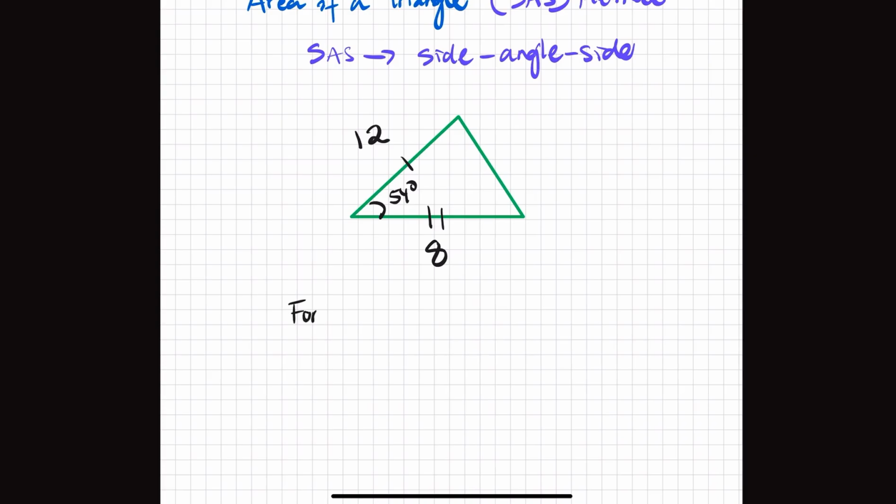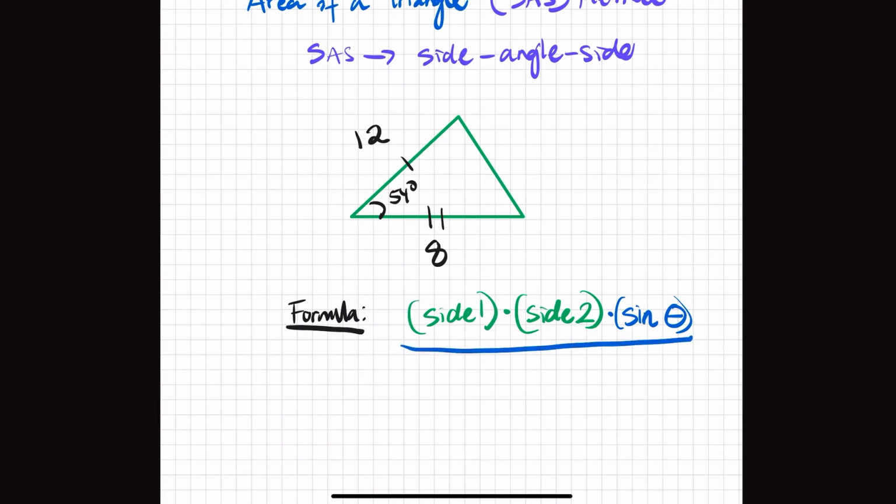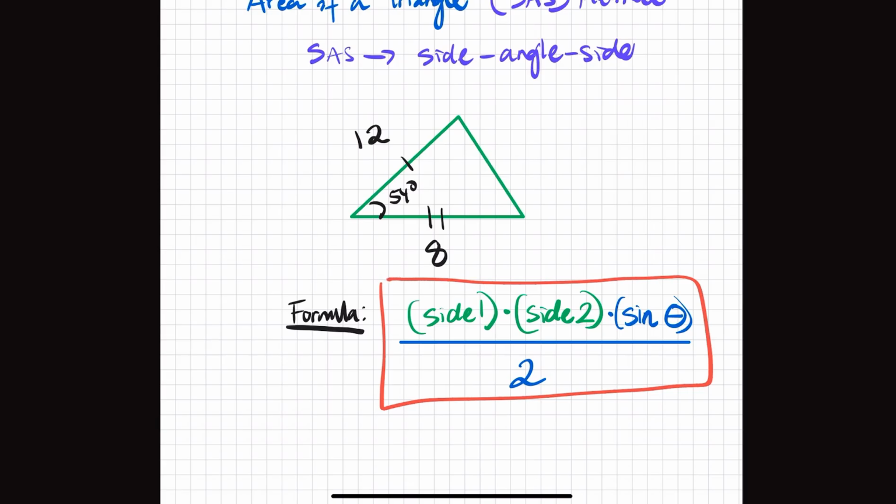So here's the formula. The formula is always going to be side 1 times side 2 times sine, right? And that's a trig function. Theta, or the angle, the included angle in the SAS. All of this is going to be multiplied and then divided by 2. So this right here is your best friend when it comes to finding area of an SAS triangle.